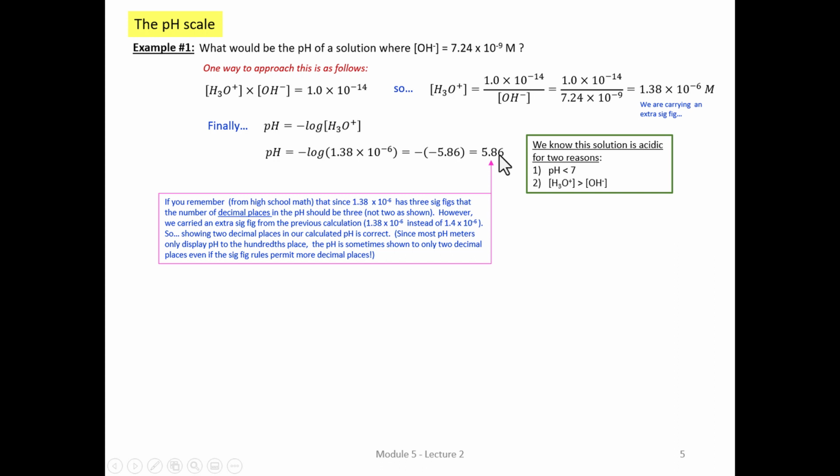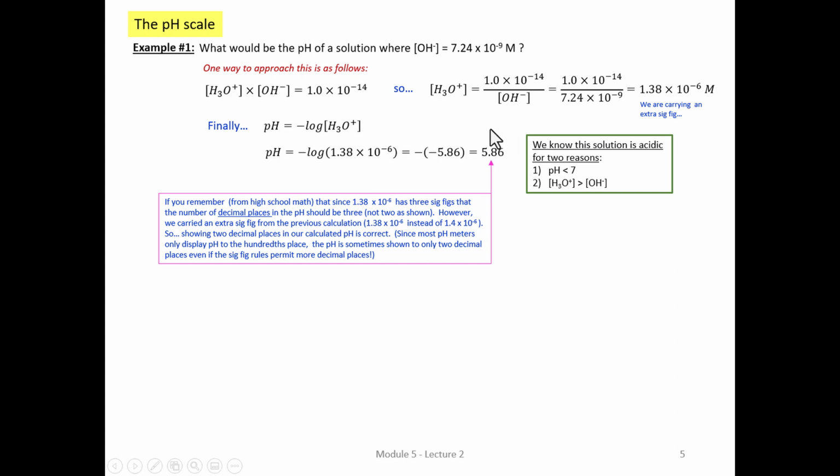So truthfully, we did carry an extra sig fig from the previous calculation. We said the hydronium ion concentration was 1.38 times 10 to the minus 6 instead of 1.4 if we had rounded off to the correct number of significant figures. So if we remember that there really should only be a 1.4 there, in other words 2 sig figs, then the logarithm would have 2 significant figures beyond this number 5. If you recall, the 0.86 would be the mantissa of the log, and 5 the characteristic.